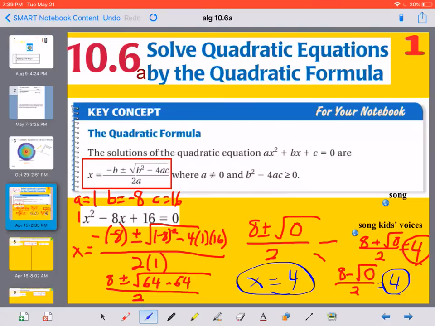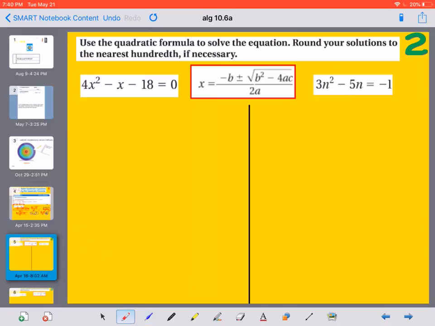Now, they are going to have two solutions sometimes. So let's try some other ones. Here we have 4x squared minus x minus 18. Our a this time is going to be 4. Our b is going to be a negative 1. And our c is going to be a negative 18.